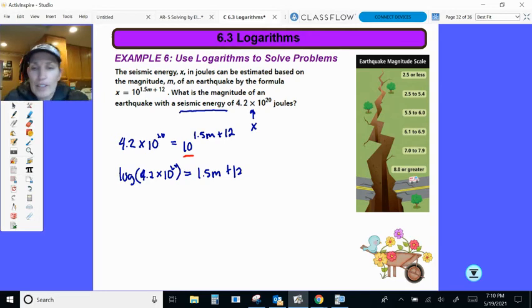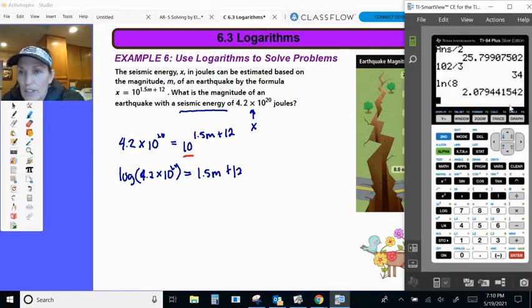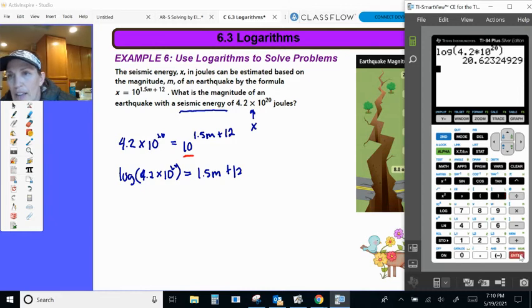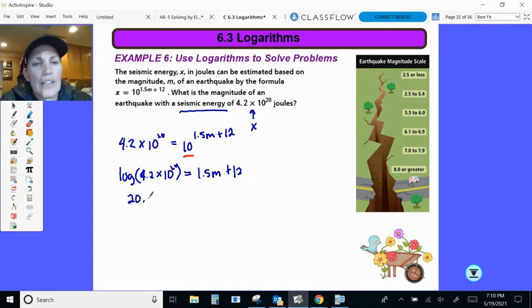Okay, well, I can evaluate that guy. I'm going to go ahead and clear this so it doesn't look so conglomerated. Log of, and I have a parenthesis there, so I'm going to say 4.2 times 10 to the 20th power. And I will close that parenthesis there. Whoops, that's kind of a weird parenthesis. I have to move over to close my parenthesis. There we go. And then I can evaluate this guy. It's 20.623. So 20.623 equals 1.5 m plus 12.